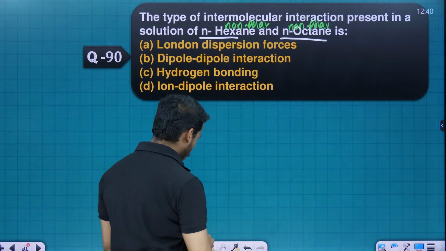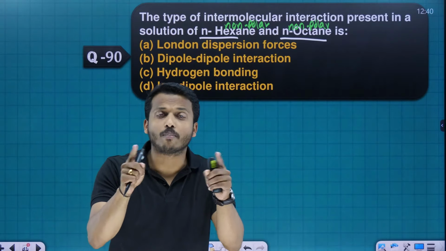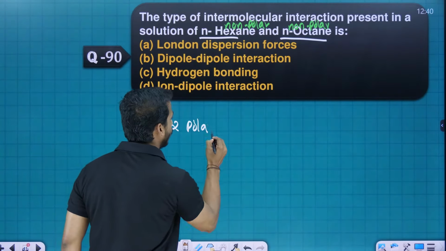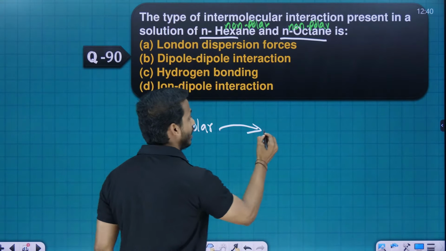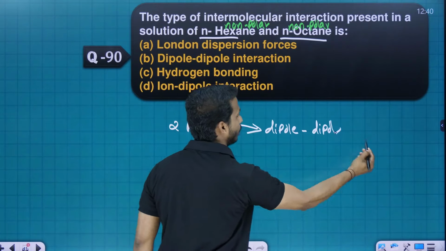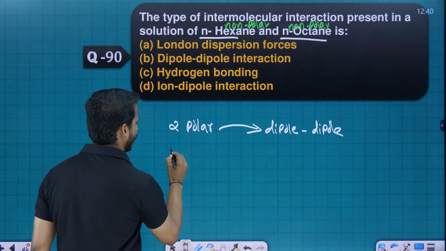Non-polar. Between, there are some bonds we have to study here. Between two polar molecules, there is an interaction called a dipole-dipole interaction. It is a stronger bond.